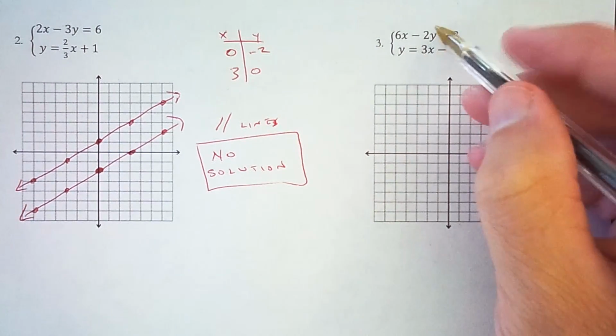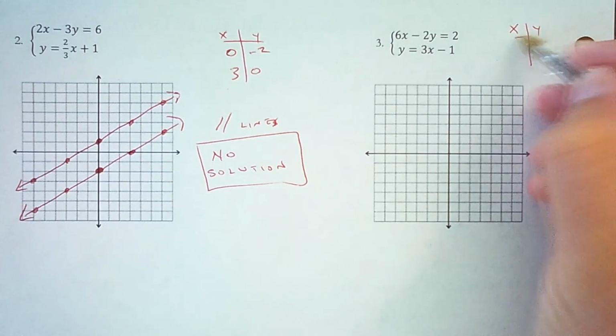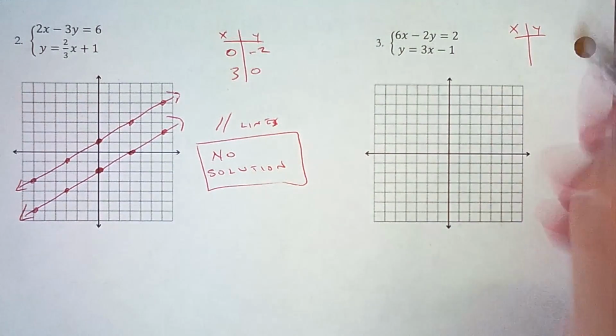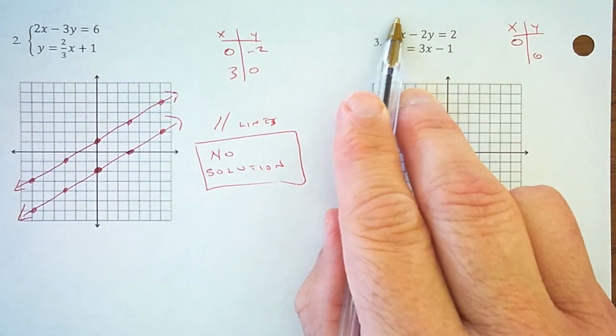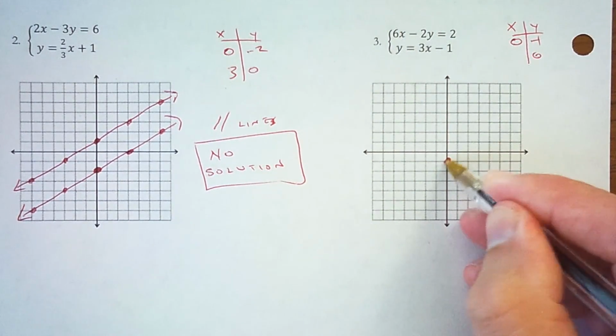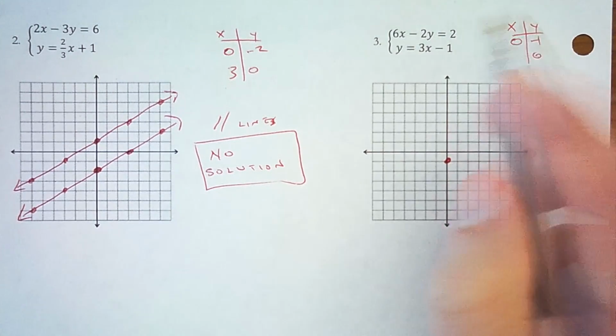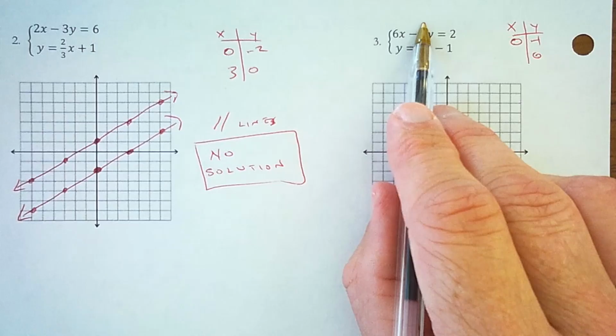Okay, next we've got a line in standard form. So if I put in a 0 for x, I get negative 2y equals 2. So y is negative 1. So that's 0, negative 1. And put in a 0 for y, and I'll get 2 over 6, or 1/3.